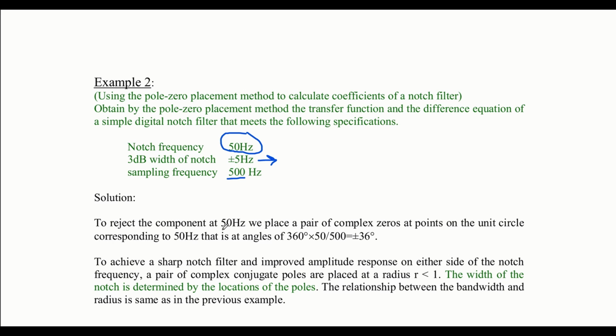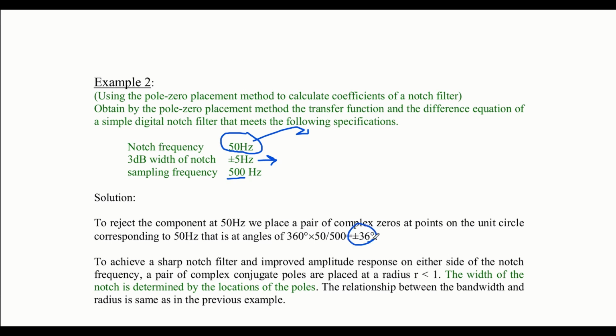It says to reject the 50 hertz component, we place complex zeros on the unit circle corresponding to 50 hertz. That is at this angle. So this is what it's saying. This 50 hertz, when you convert it to the angle format, you get what? 50 over 500, because 50 hertz is the notch frequency over the sampling frequency, times 360. That is what we have been doing so far. We are just converting it from the frequency plane to the z plane. And when you do that, you get 36 degrees.